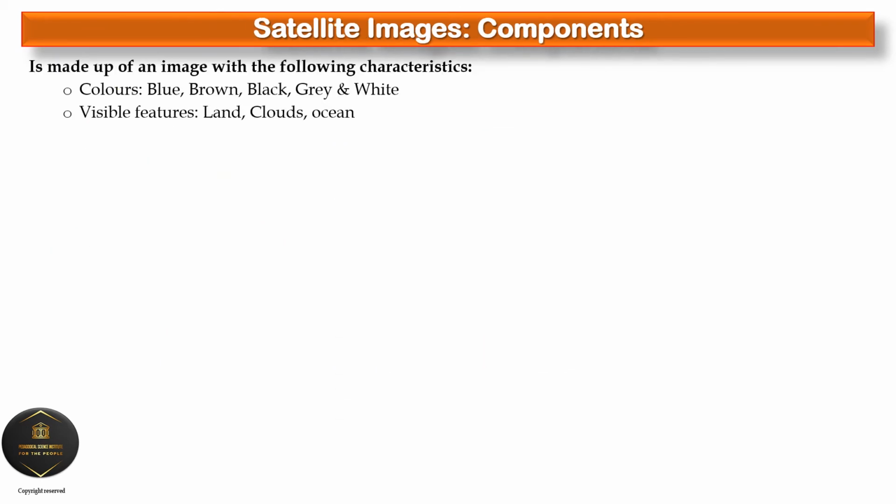Now let's move on then to satellite images. So these are the components of a satellite image. Now remember, a satellite image is made up of an image with the following characteristics. So with satellite images we look at colors and physical visible features that we talk about. So we basically think about the colors that you may identify, the visible features and the colors you may identify.